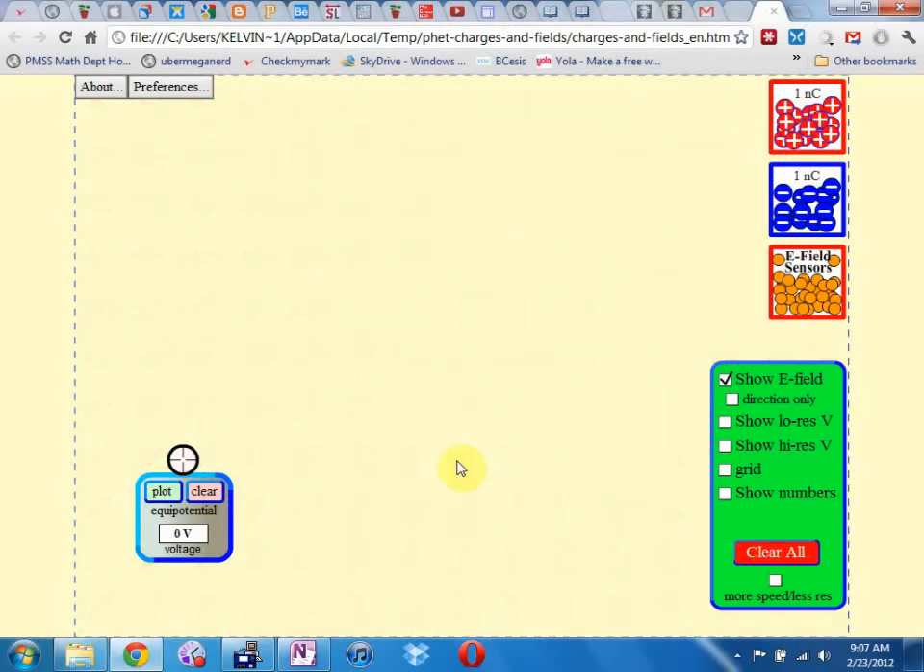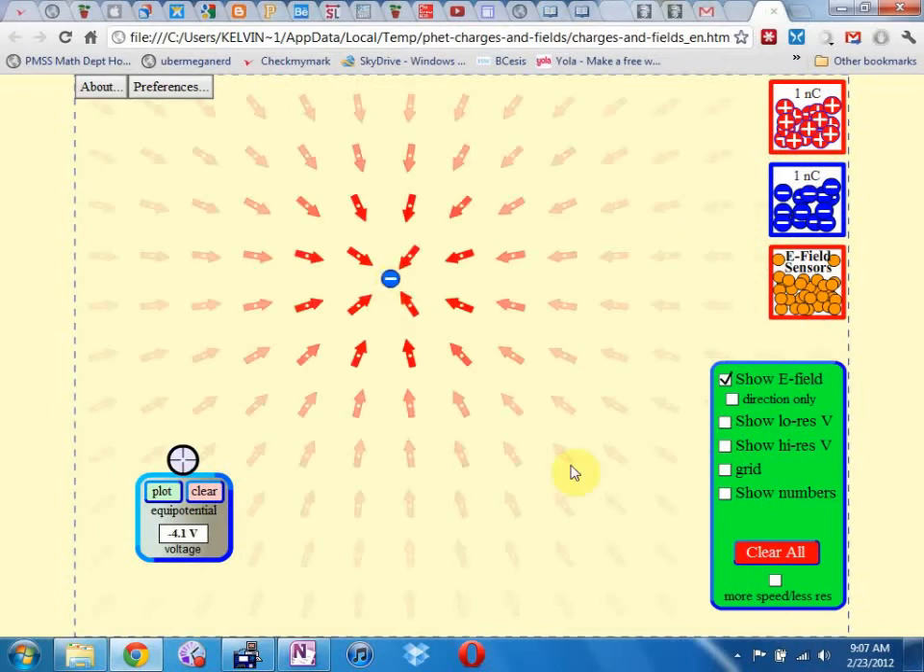Clear all. What if I put a negative charge? Which way is the electric field pointing now? Towards. Okay.